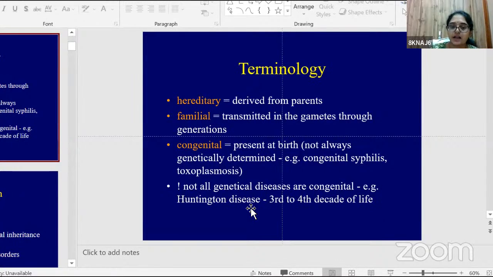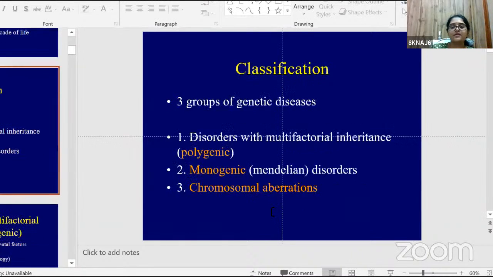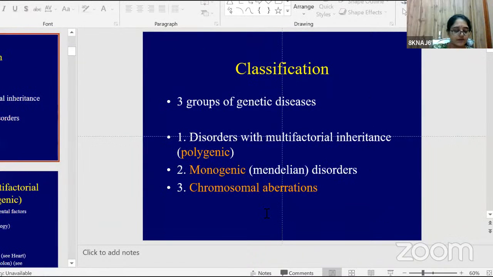So congenital means at the time of birth. Not all genetic diseases are congenital in nature. For example, Huntington's disease is expressed maybe around the 3rd to 4th decade, that is, when a person is in their 30s or 40s of age. So the genes are expressed at that particular point of time, so it is not exactly congenital. They have given a few more terminologies, as given in your textbook.